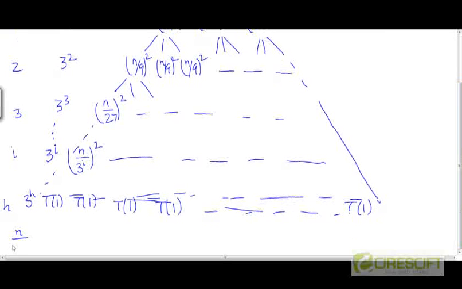So again, if we want to calculate the height of the tree in terms of n, we can do it by equating n by 3 to the power h, which is the size of the subproblems at level h, to be equal to 1. And that's where we stop. So we haven't expanded out these T of 1s because these are the base cases for our recurrence equation. We can solve these subproblems directly. So as in the previous problem, n by 3 to the power h will be 1 and h will be log of n base 3.